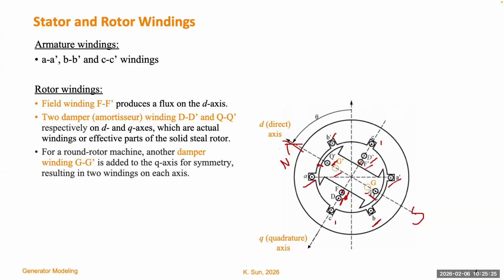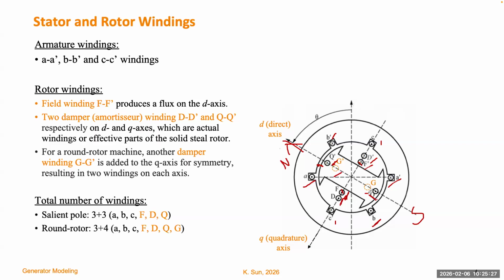Which means for a round rotor generator, if you already have 1 field winding in d, and also another damper winding in d, you will add 2 damper windings in q.